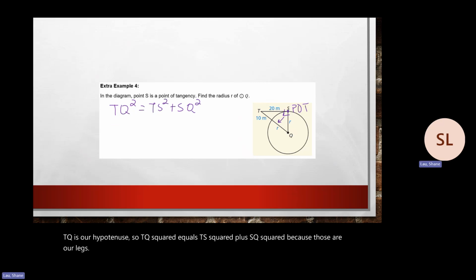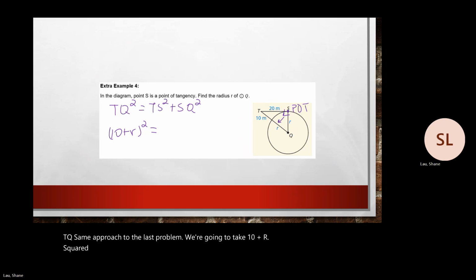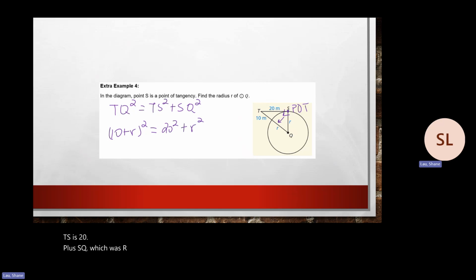TQ, same approach to the last problem. We're going to take 10 plus R squared equals TS is 20 squared plus SQ, which was R squared. And you're going to do your FOIL method, but it's actually pretty easy. And I am actually simplifying it. 20 squared is 400 plus R squared. Do the exact same approach. Oops, I don't know why I put an equal sign right there.